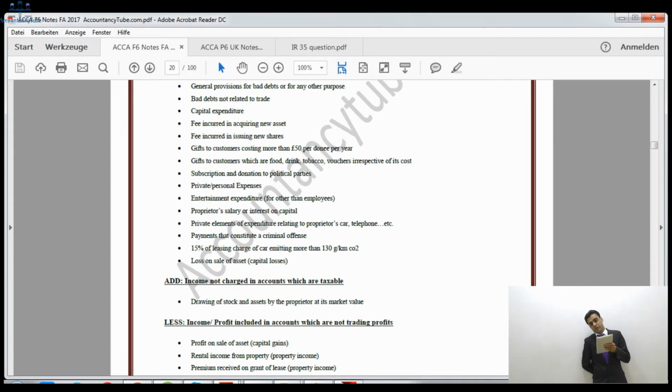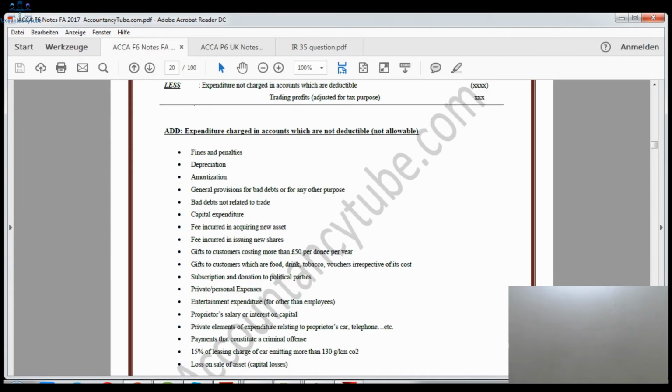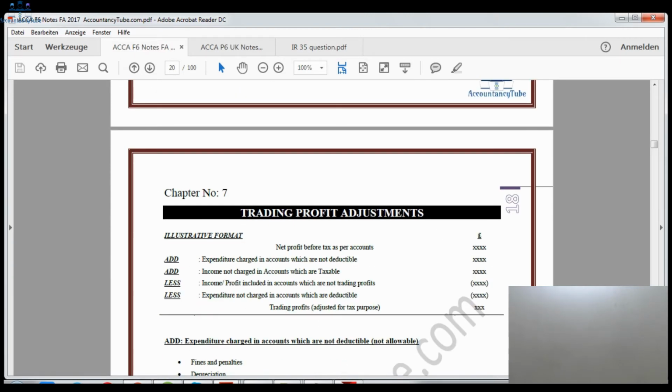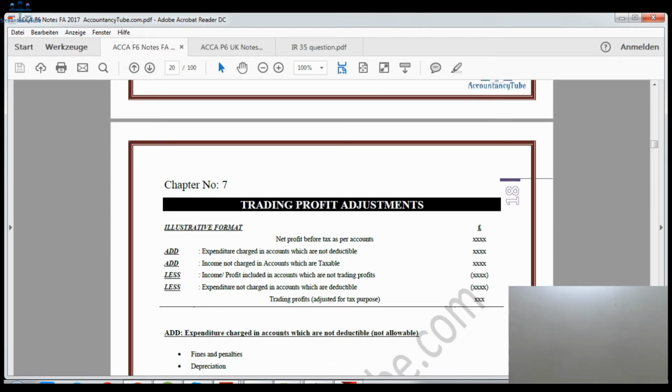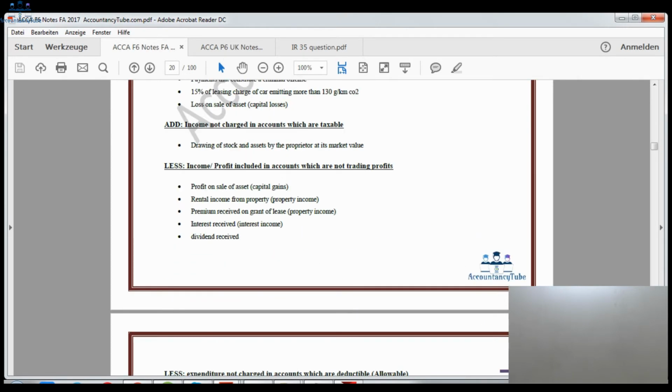If you have any questions with regards to that, you can just drop me an email. However, it is just self-study stuff. There isn't anything technical. It will be added for tax purposes. So what are these? These are the expenses which are deducted in accounts, but which for tax purposes should not have been deducted. So we will add them. We will add expenditure charged in accounts which is not deductible.